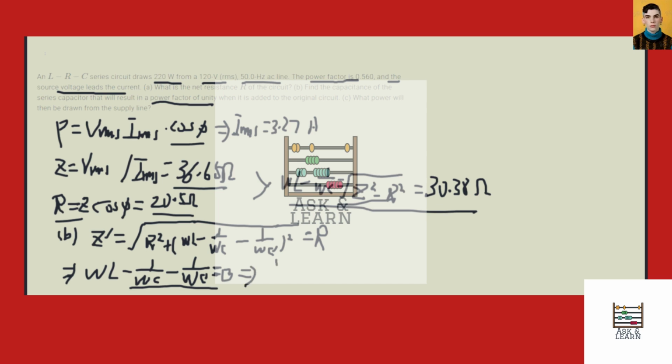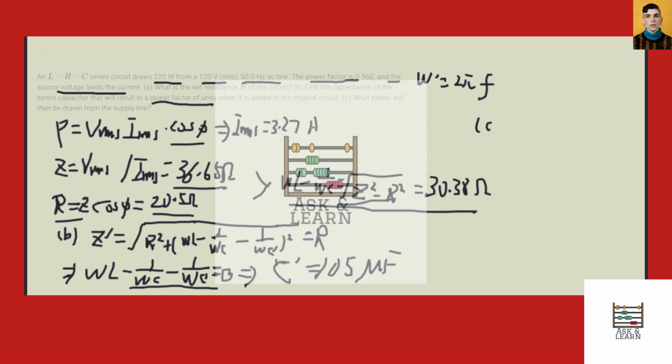Then we can plug this result into this expression, and we can actually solve for C prime directly. And don't forget that this angular frequency omega equals 2 pi times f, and f is the frequency here, which is 50 hertz. So C prime, I found, is 105 microfarads.